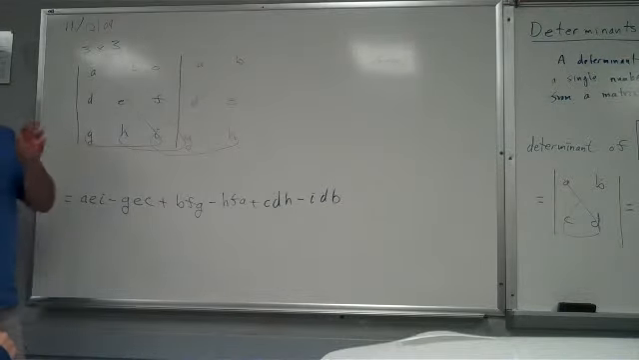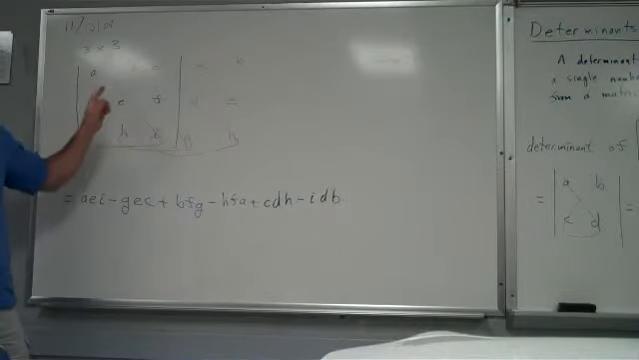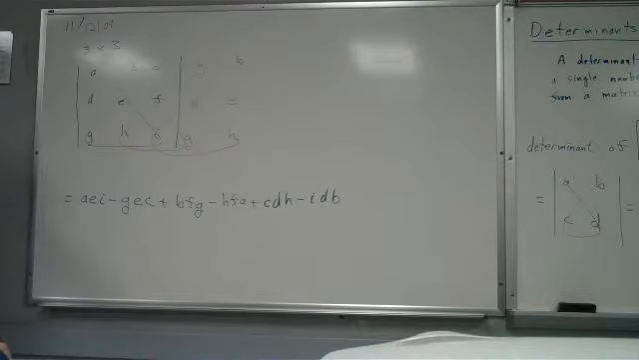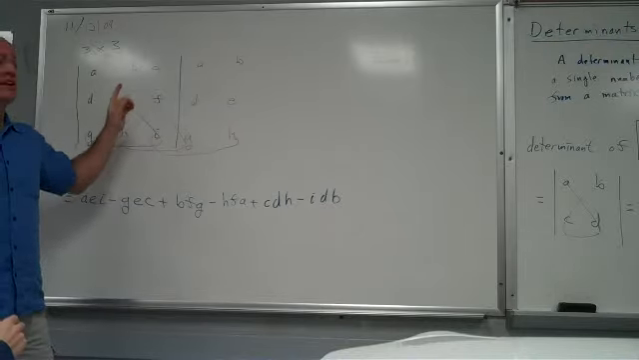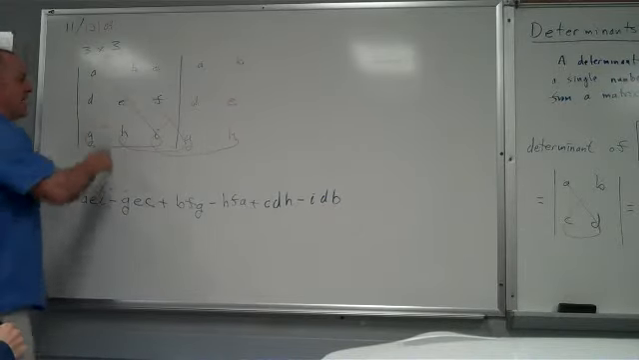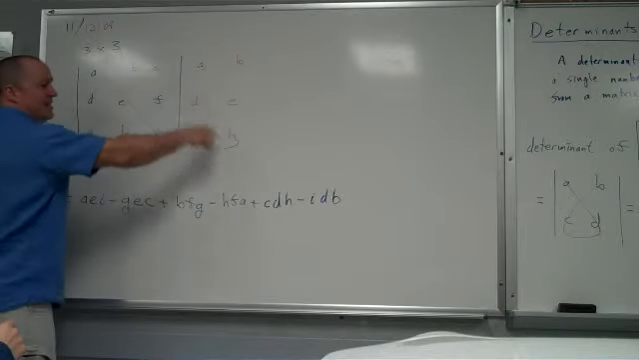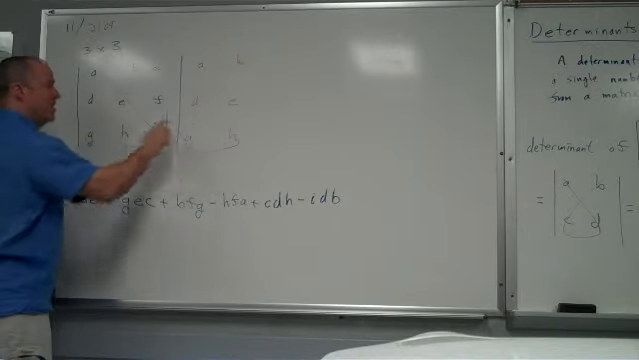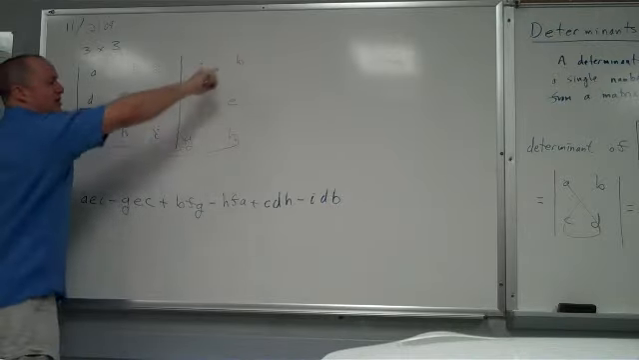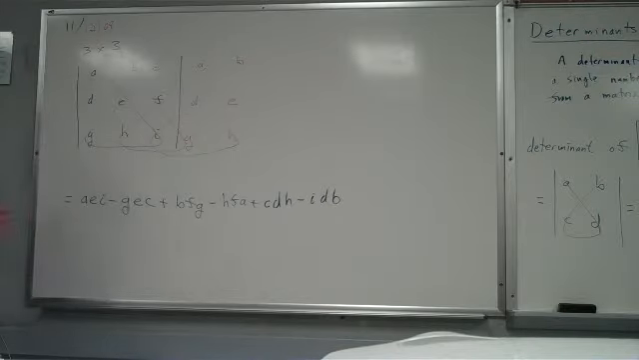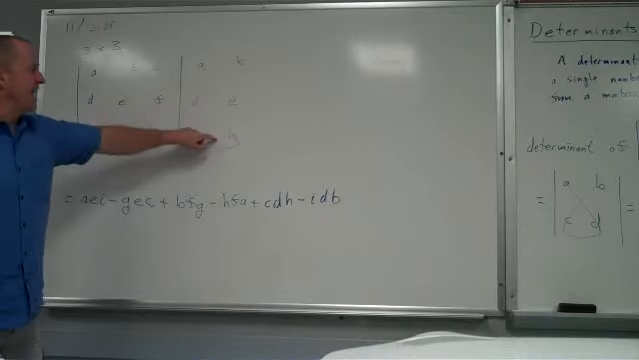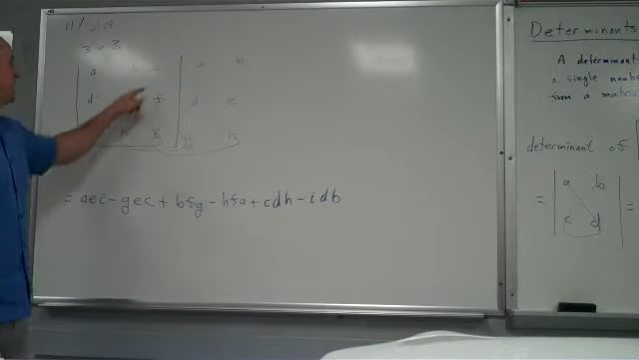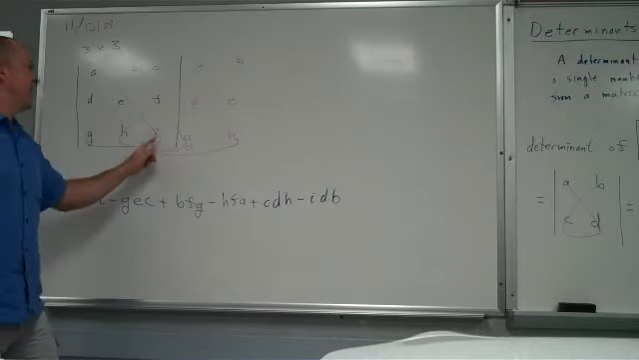Also, if you don't like drawing these 3 extra diagonals, because perhaps it'll be messy, here's another way to remember that. All the diagonals that slant down, you keep positive. All the diagonals that go up, you make negative, and then you can do it in any order you want to. You can do AEI plus BFG plus CDH minus GEC minus HFA minus IDB.